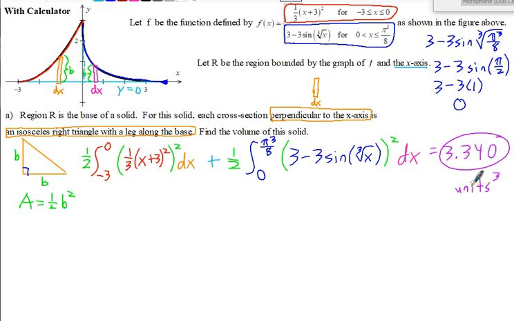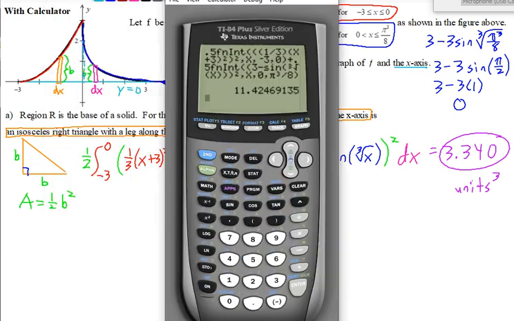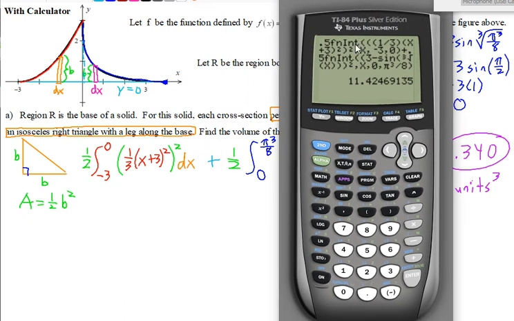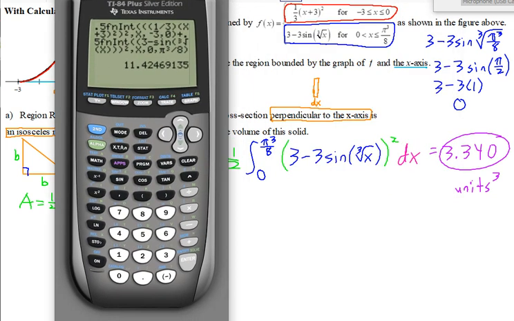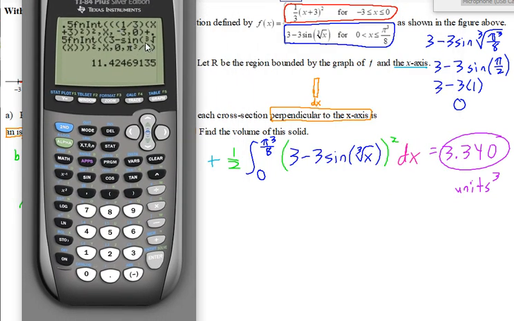I think I might have forgotten the squared on the other one. Let me just check here. On the 84, let's see if I did forget that squared. No, I had that squared. Let me take a look carefully again. So we've got 0.5 integral 1/3 x plus 3 squared, squared, x, -3 to 0, plus 0.5 integral 3 minus sine cube root of x, squared, whoops, x comma 0 to pi cubed over 8.